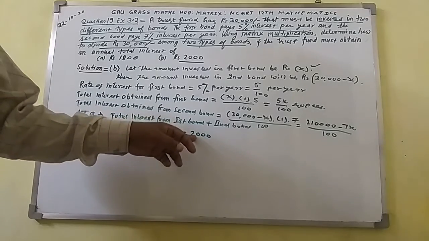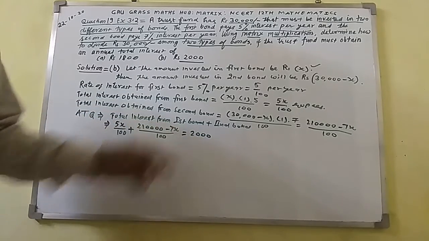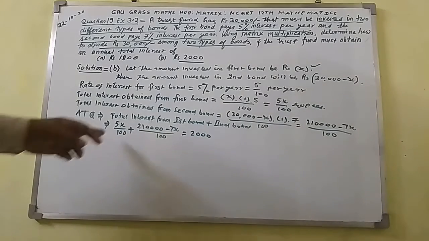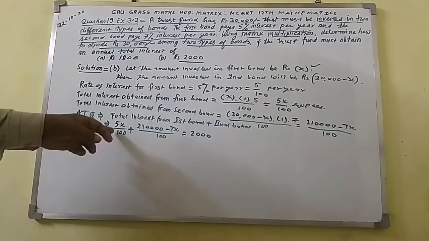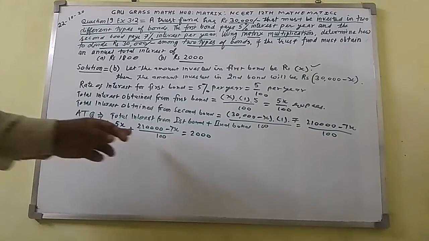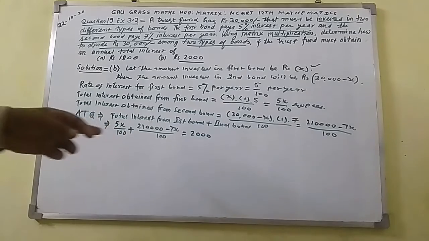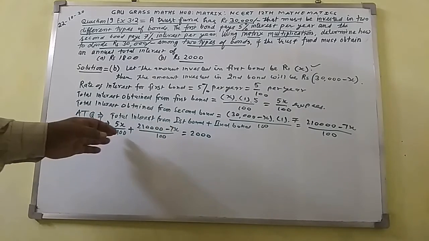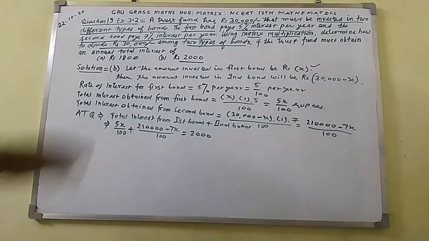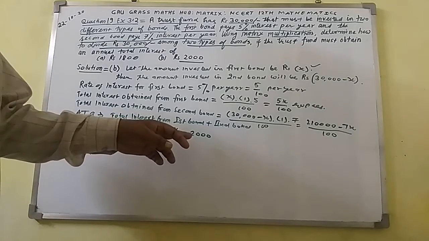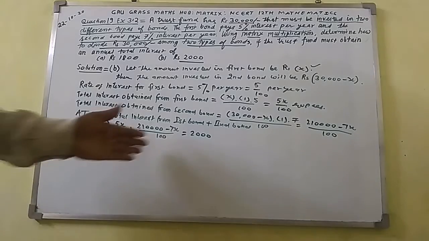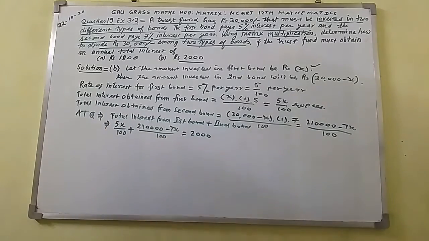So 2,000 is the total interest obtained from the first bond plus the second bond. The interest obtained from the first bond I have mentioned here as 5x over 100, and the interest obtained from the second bond is (2,10,000 minus 7x) over 100. Both interests will be added together. The total annual interest we have got here is 2,000. If you do this, the same thing will be represented in the form of a matrix.